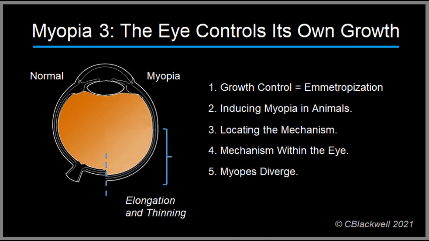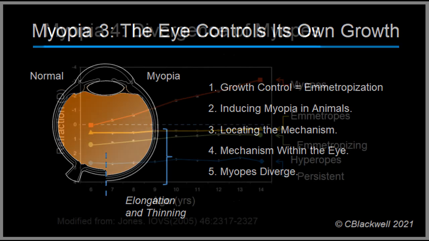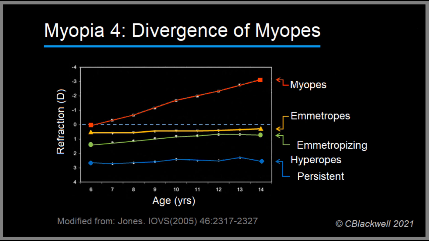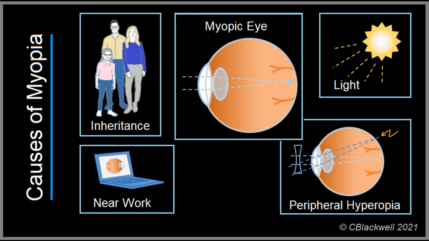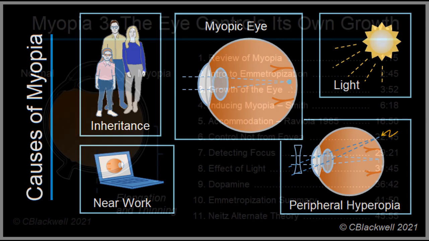In this video, we are going to discuss how the eye regulates its own growth, which works well for most people, resulting in good vision. However, one group escapes from growth control to become myopic. That divergence is the subject of video number 4, in which we explore what factors are associated with myopia. But first, we need to understand the basics of eye growth.